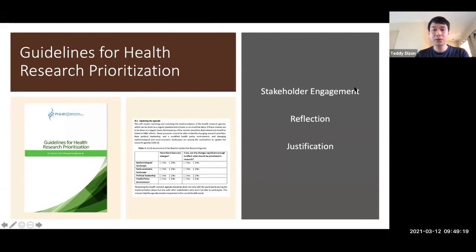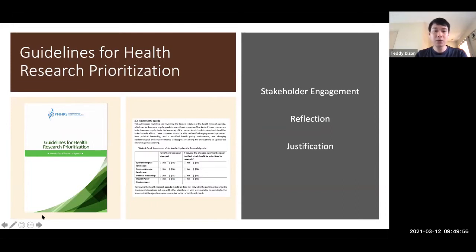First, we wanted to ensure that all stakeholders were engaged. Next, we wanted to pose reflective questions whether or not we need to update our research agenda using 4 parameters based on the guidelines. Number 1, epidemiological landscape. Number 2, socioeconomic landscape. Number 3, political landscape. And lastly, health policy landscape. This will serve as our justification to update the Regional Unified Health Research Agenda.